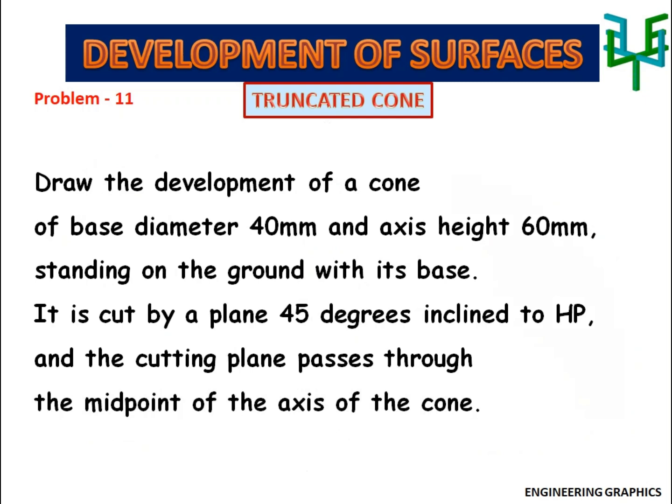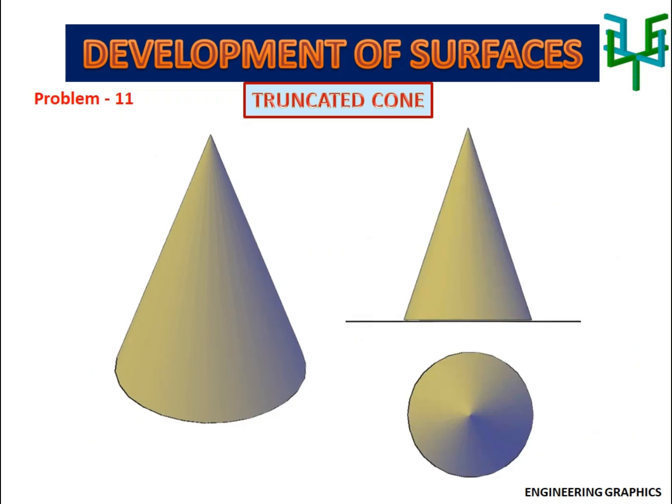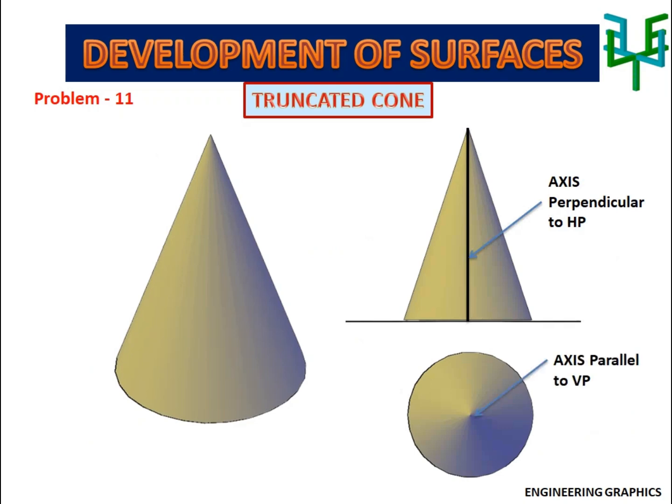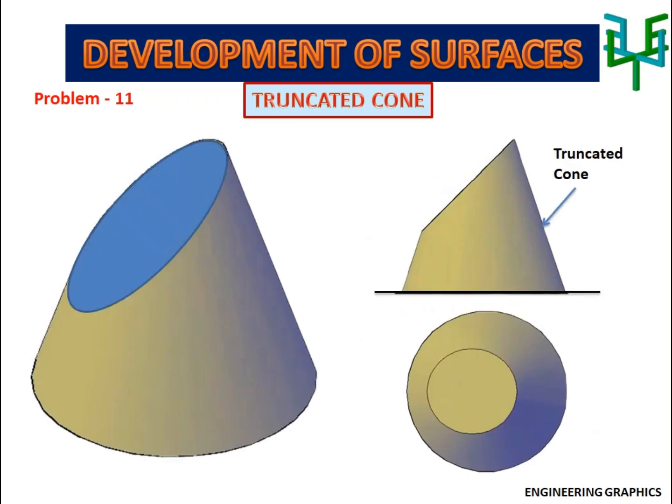For drawing development of surfaces, initially we have to draw the projections of the part, or component, or solid. Here, the cone is simply standing on the ground with its base, so that the axis of the cone is perpendicular to HP and parallel to VP. Then the sectional plane, 45 degrees inclined to HP, cuts the cone through the midpoint of the axis of the cone. When the section part is removed, the remaining part of the cone is called a truncated cone.